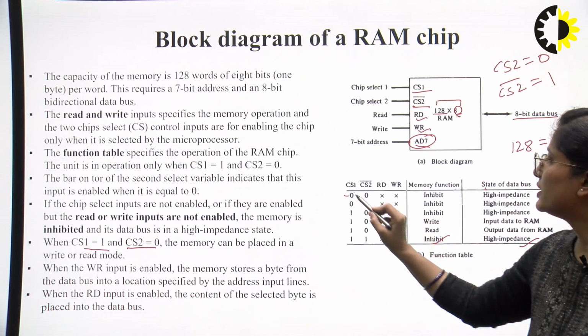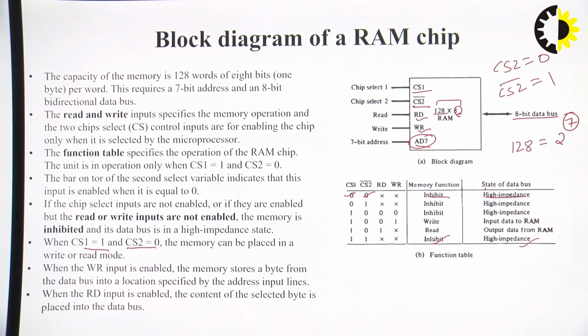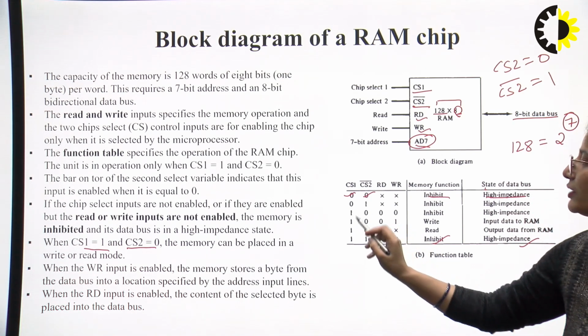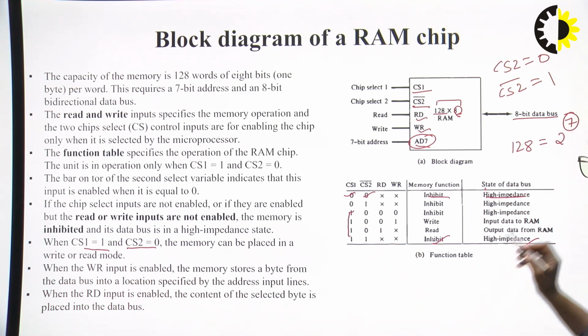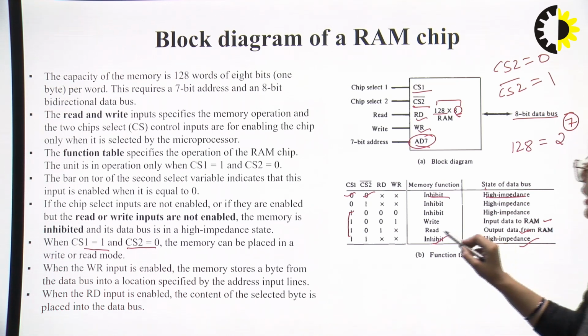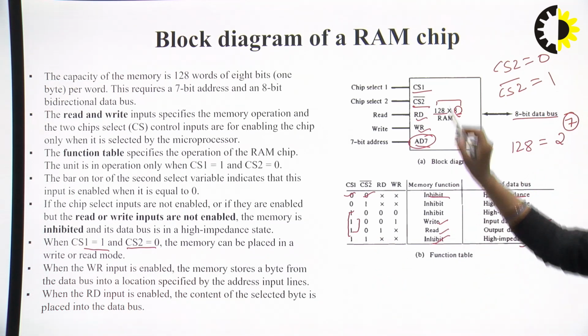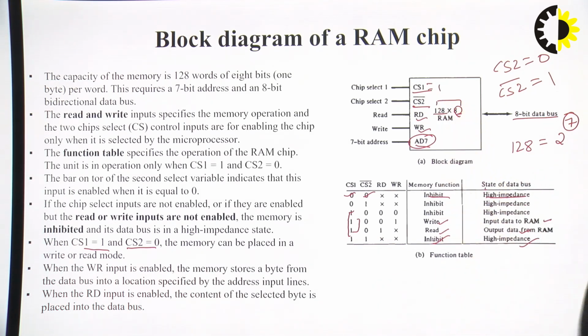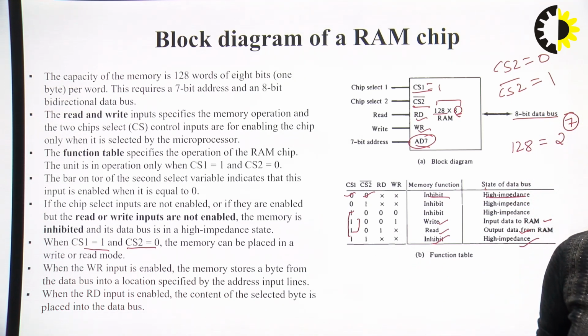When the value of CS1 and CS2 complement is 0, memory is in the inhibit state but also in a high impedance state. But when the value of CS1 is equal to 1, then we can input data to RAM and output data from RAM. We can read and write data when the value of CS1 is equal to 1. We can only read or write data in RAM when the value of CS1 is equal to 1.